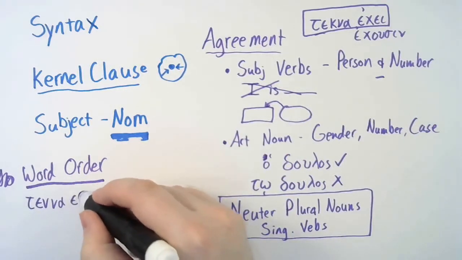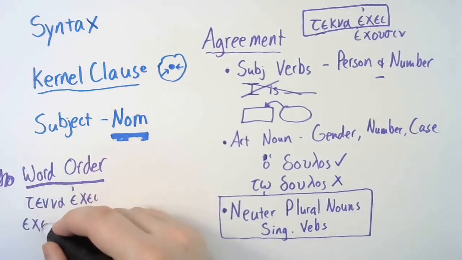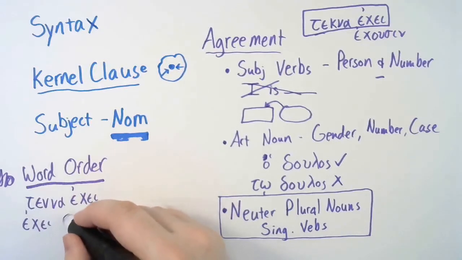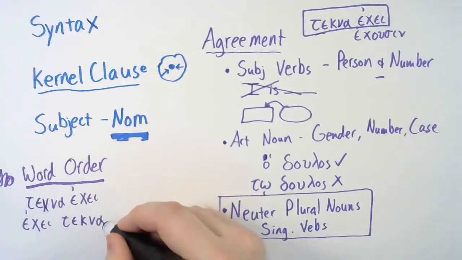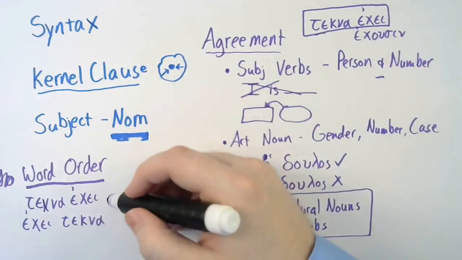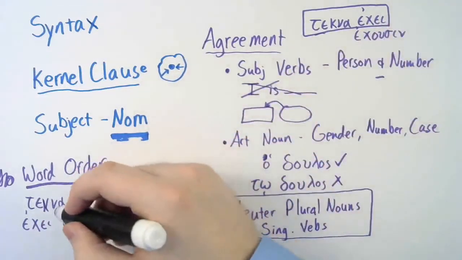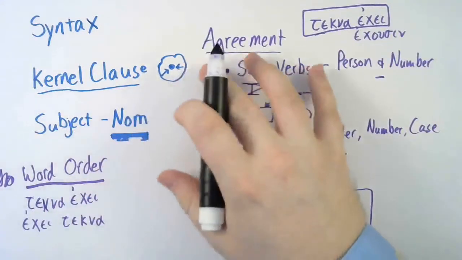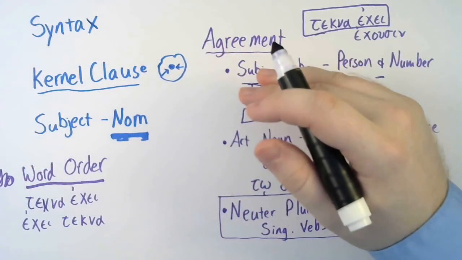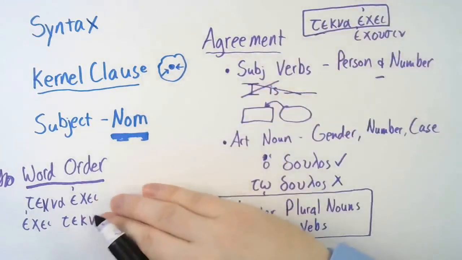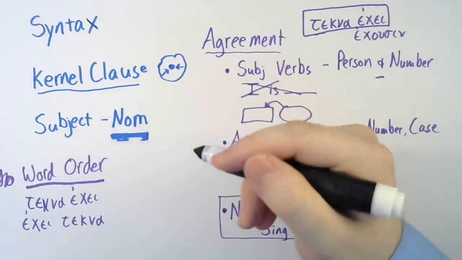So I could say tekna ekei, or I could say ekei tekna. That's supposed to be a kappa. I knew that looked wrong. And either one would mean children have. Children have and have children. Because the endings determine the meaning. Now, we swap them around for our English because our syntax requires a certain word order. So hopefully I haven't confused you about that, but don't worry about the Greek word order. Do worry about your English word order. You're going to sound like an unlearned person.